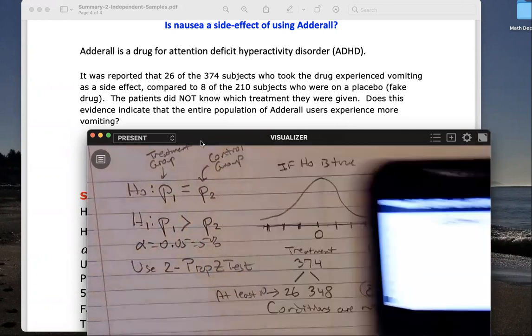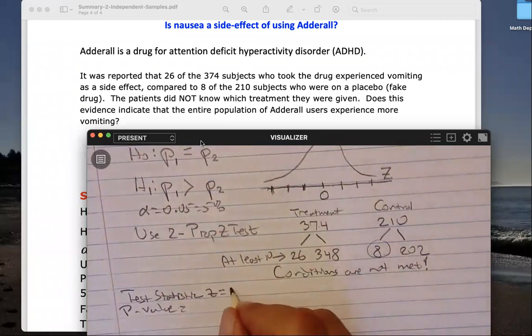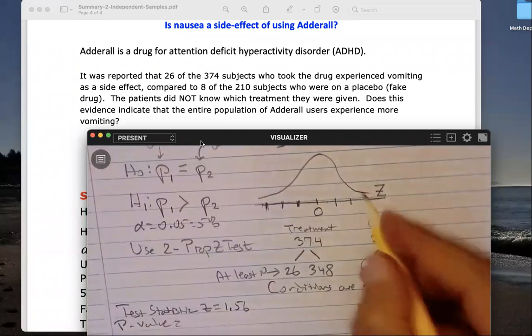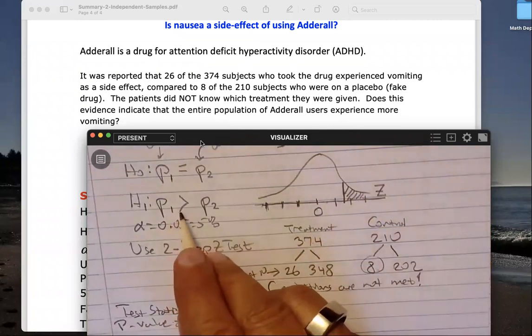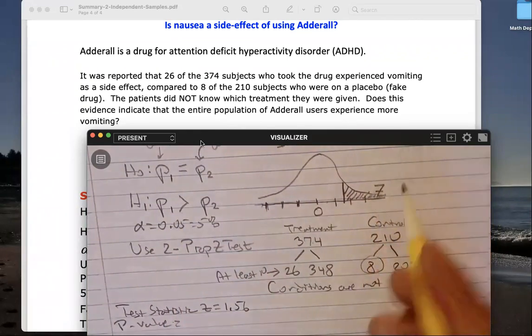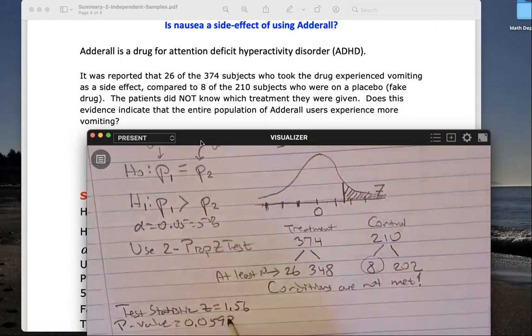So let's write down our test statistic and p-value. My test statistic was 1.56, rounding off. Let's put that in our sketch. That's right about there. So how unusual is that? It's a one-tailed test. So what's the probability of getting a test statistic this unusual or more unusual if the null hypothesis is true? Well, our p-value is 0.0598. That's about 6%, 5.98% if we want to be more exact.